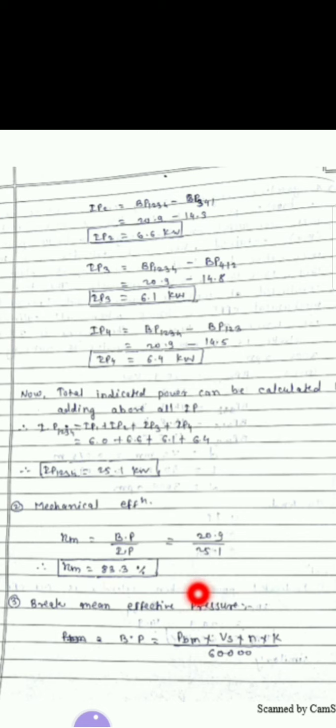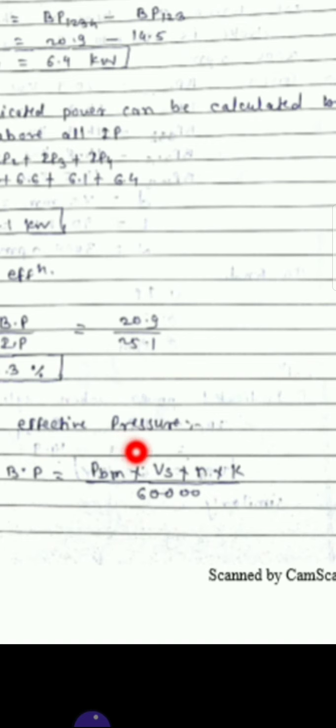We know the formula for the brake mean effective pressure; we have to use the formula for the brake power, which will be brake power equals PBM into Vs into n into K divided by 60,000. By using this formula, we have to find out the brake mean effective pressure. So if we require the brake mean effective pressure, all these unknowns we should know. Brake power is given for all cylinders.